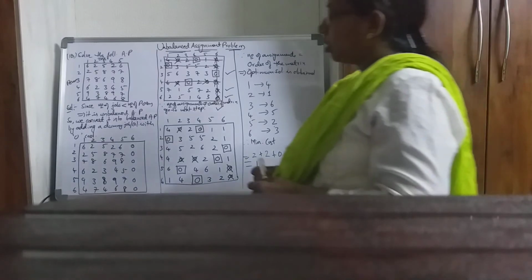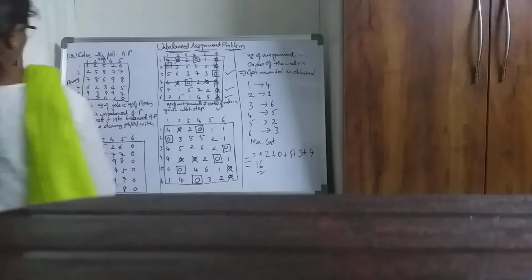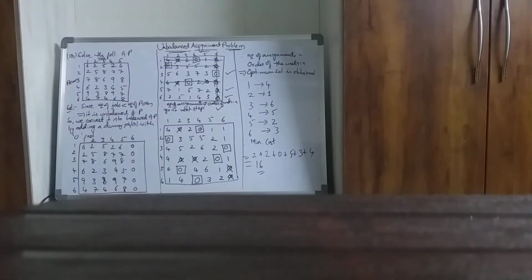So this is how you have to solve a problem whenever you have a dummy column. We will see one problem where we will be having a dummy row. One more, another type of unbalanced assignment problem we will see.